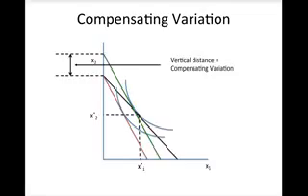To calculate the compensating variation, simply calculate the vertical distance between the red budget line and the green budget line. This is the consumer's compensating variation. Note that because we are paying the consumer compensation for the price change, we sometimes call this number the consumer's willingness to accept the price change. The bigger the number, the more worse off the consumer is as a result of the price change.